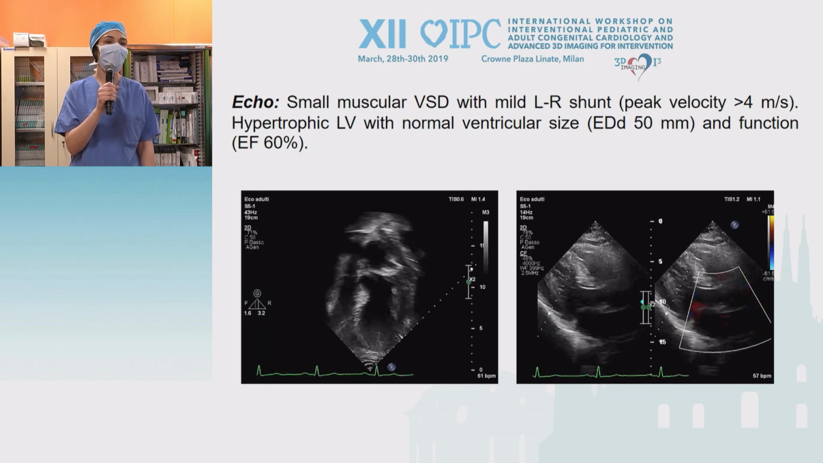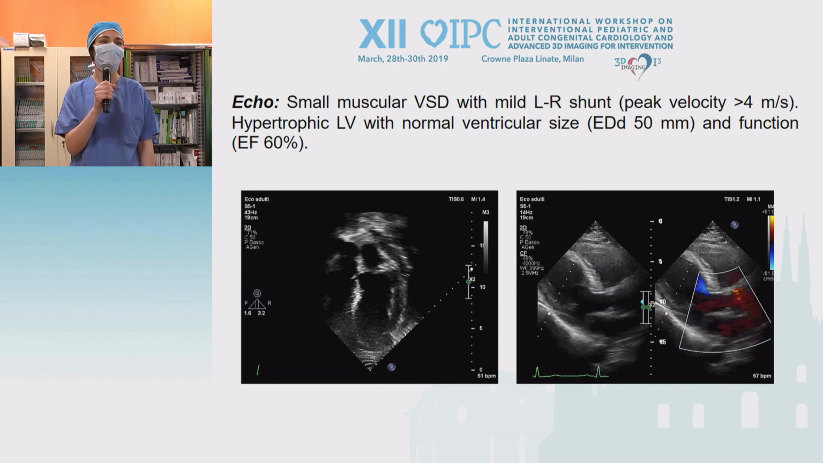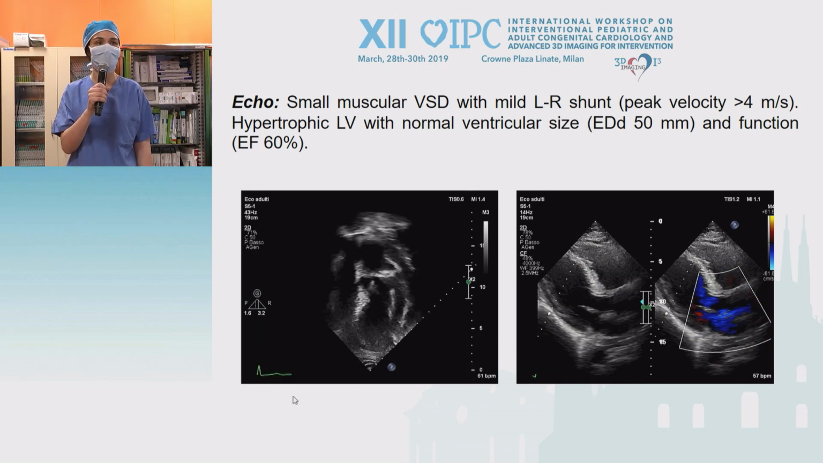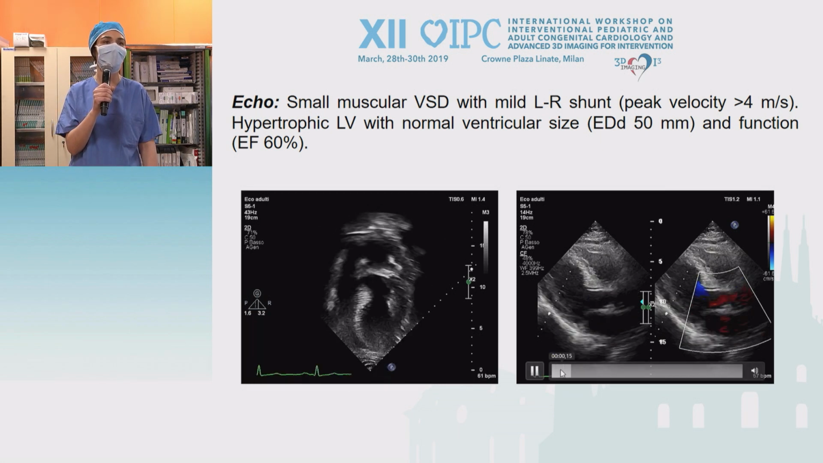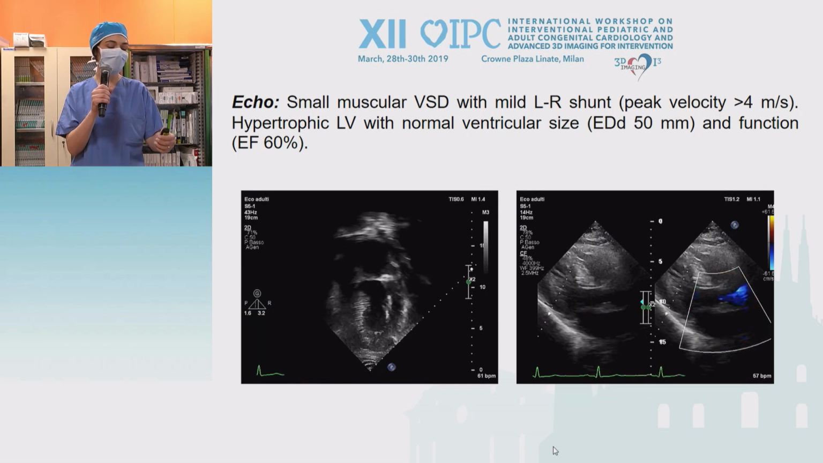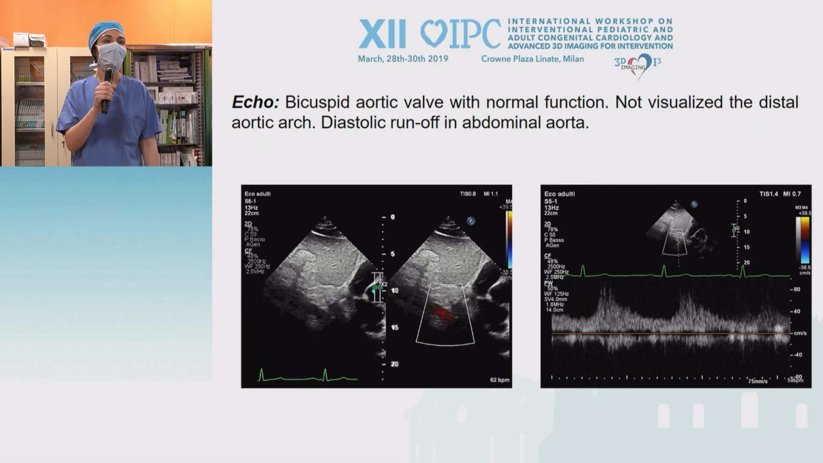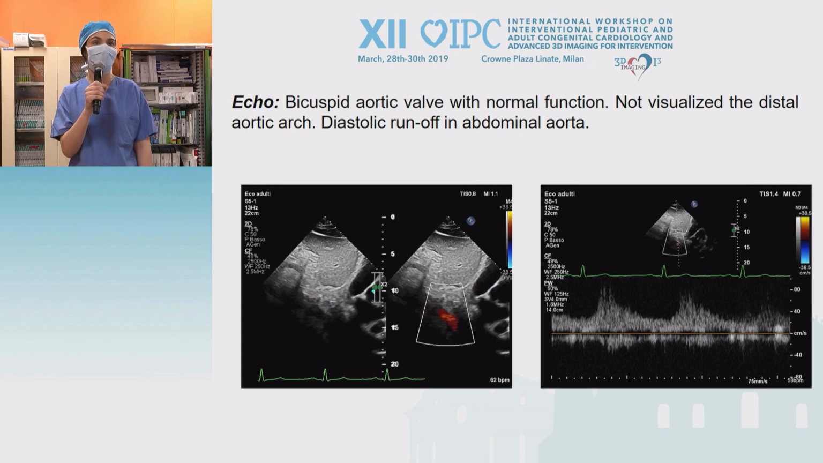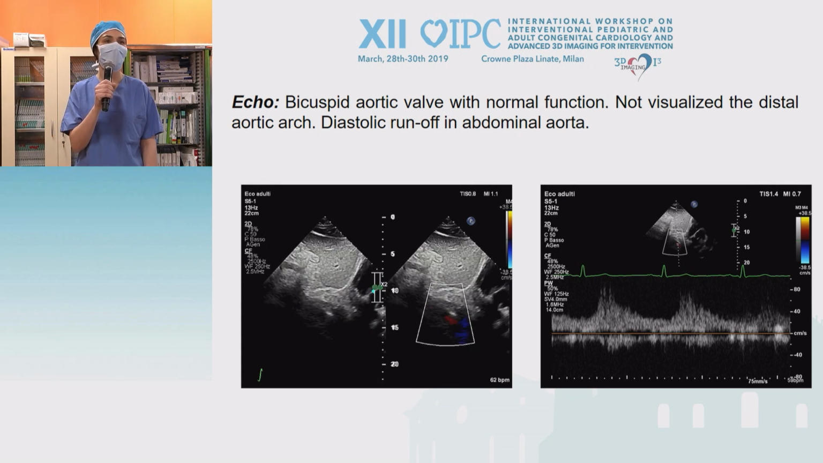So on echo, there's a small VSD with mild left-to-right shunt with a peak velocity over 4 meters per second, and you can see a hypertrophic left ventricle with normal size and function. Also on echo, a bicuspid aortic valve has been detected that is normal functioning, and there's a diastolic runoff in the abdominal aorta.